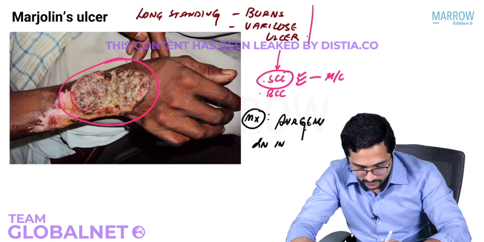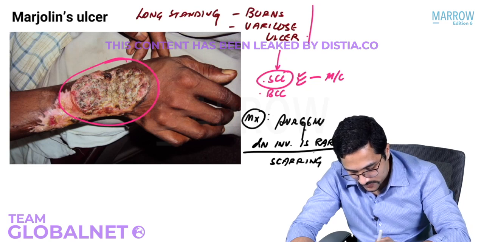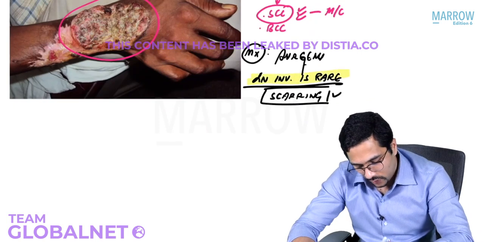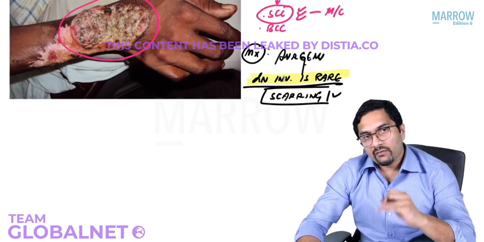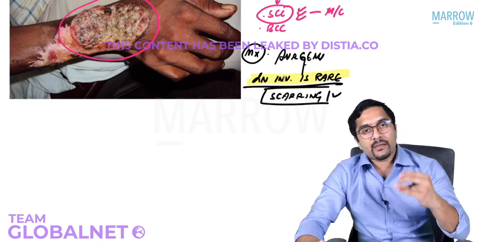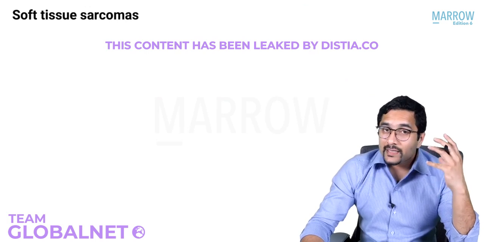Lymph node involvement is rare because of scarring, and the blood supply to this is not very good. So lymphatic spread is also uncommon in these patients. We avoid radiotherapy in patients with Marjolin's ulcers. We try to manage them as much with surgery as possible. So this takes care of all the skin lesions.